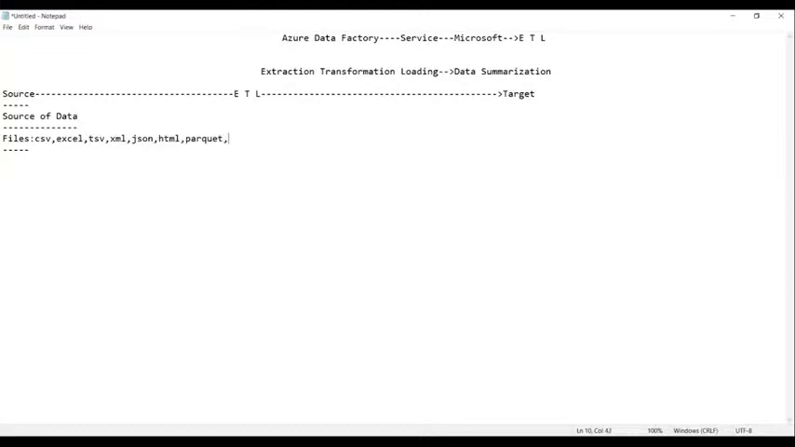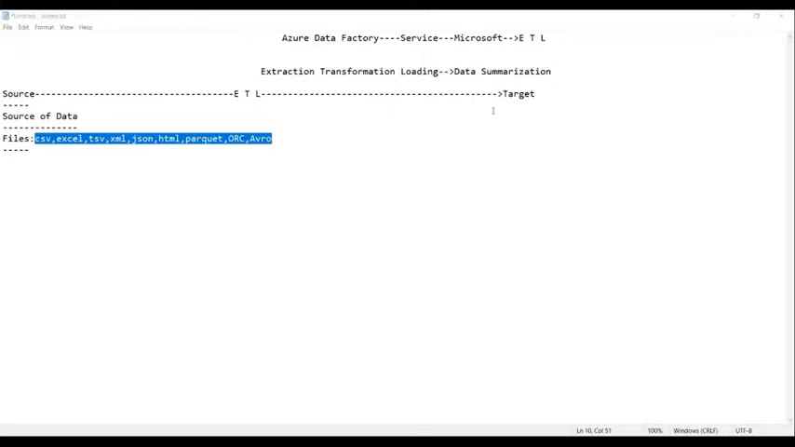And then you have ORC files, which stands for optimized row columnar. Then we have Avro file and Dat file. These are all the various types of files we can have, where you can find the data.